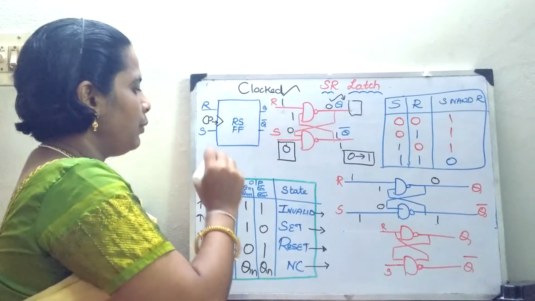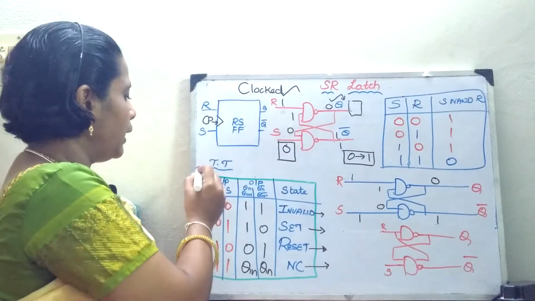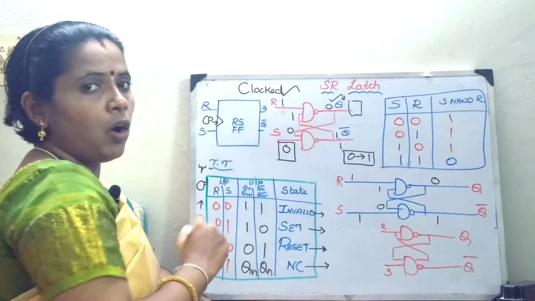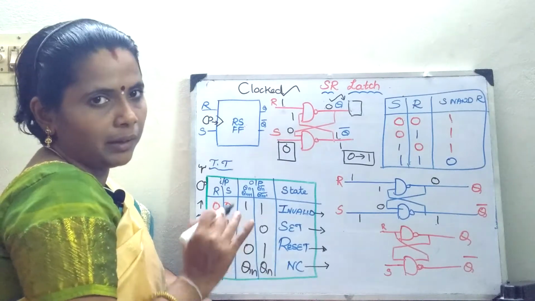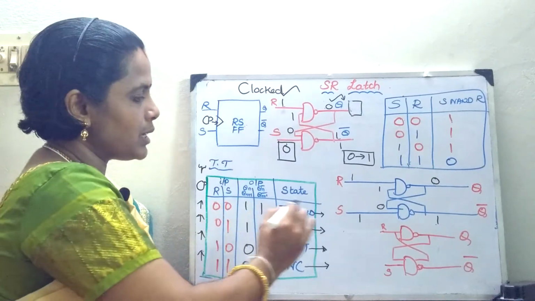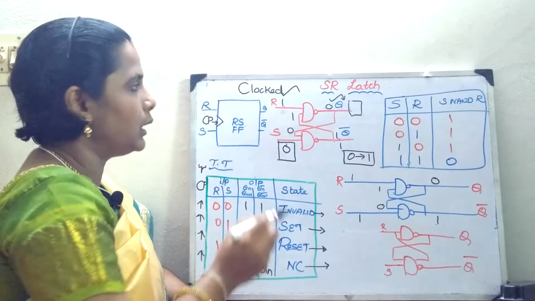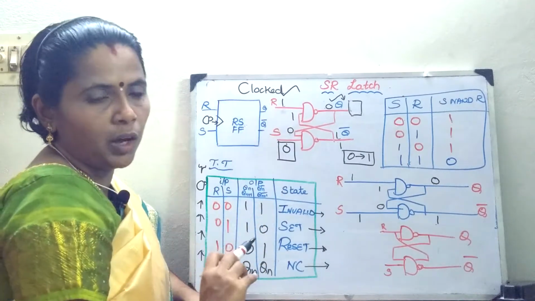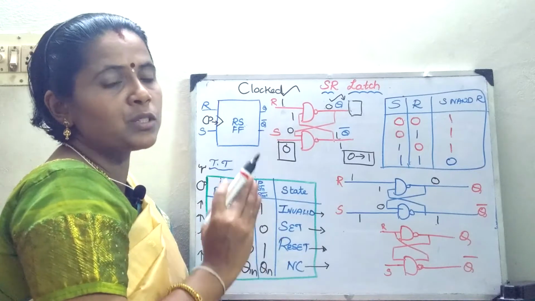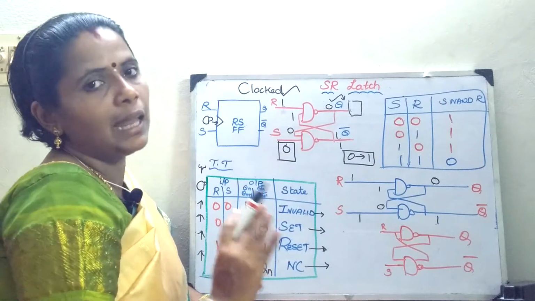Okay, and if it is going to be this, clock triggering can be anything. It can be an edge triggering or a pulse triggering or a level triggering. Okay, so now we will analyze how to draw the clocked flip-flop and how this clocked flip-flop is going to differ from the latch.